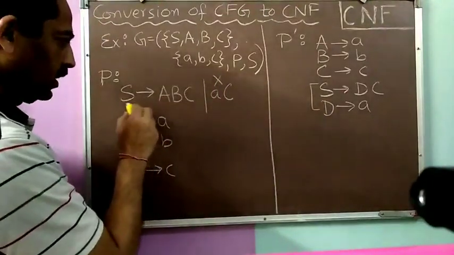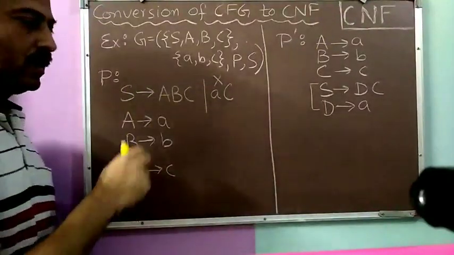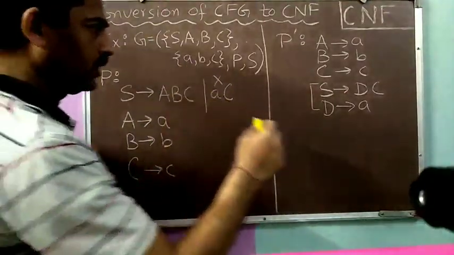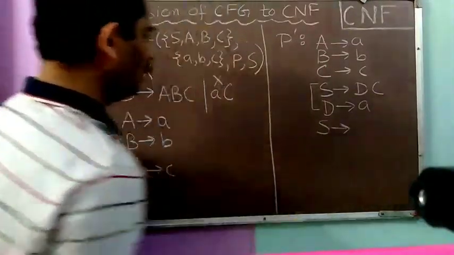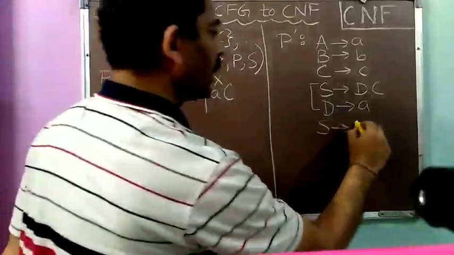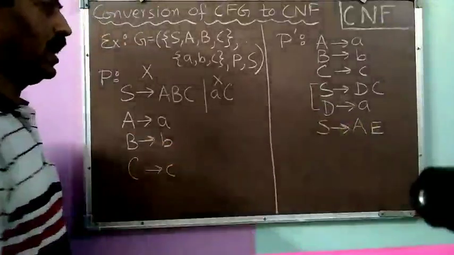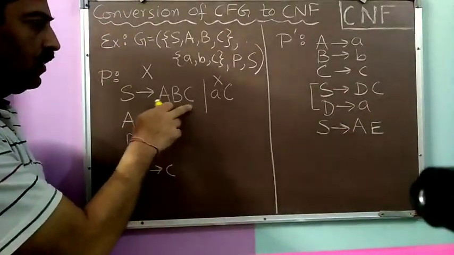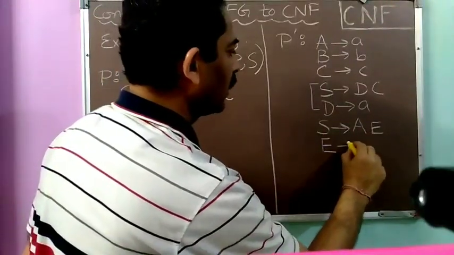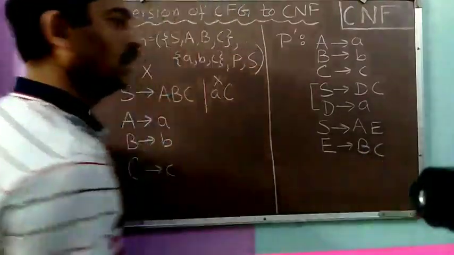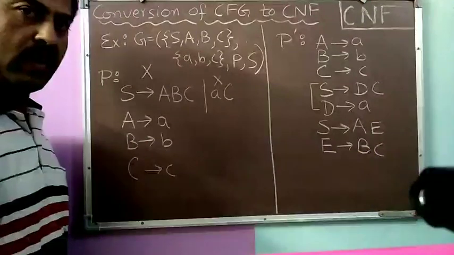Now come to the second production, S goes to capital A, capital B, capital C. Here the problem is more than two variables. Okay. So let us assume we should remove this, and we should include productions of the form S goes to A, B, C. So A we are keeping here, and then we are introducing a new variable E. So S goes to A, E. So A and E. And E will ultimately derive B, C. So E, we are deriving B and C. So S goes to A E, it is in the required form of the CNF. E goes to B C is also in the required form of the CNF.